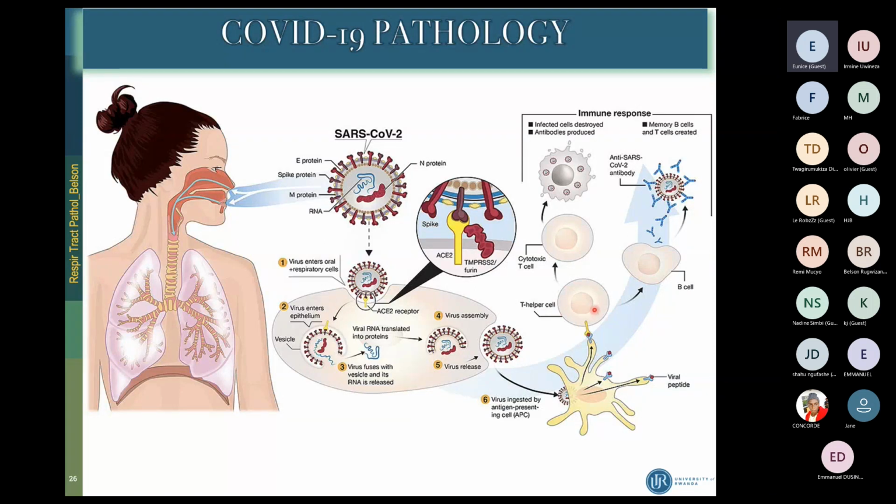Then this T helper cell will induce two arms of the immune system. The humoral immune system, meaning they will activate B lymphocytes to become plasma cells, because as you know, it is the plasma cell that produces antibodies. So this is one way. In another way, the T helper cell will send cytokines.